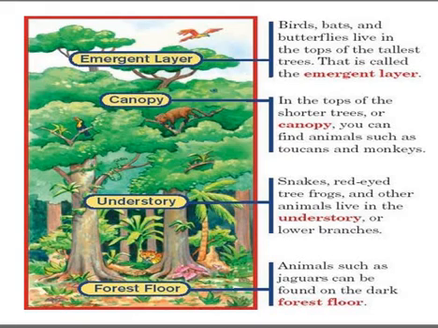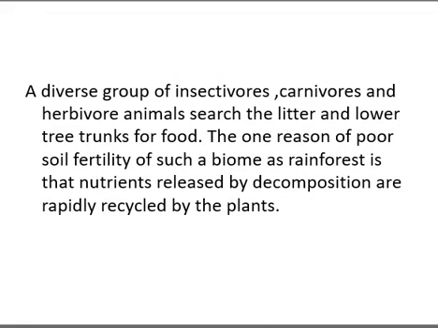Then we see the canopy, a fascinating layer of branches and leaves. In the top of the shortest trees or canopies you can find animals such as monkeys, toucans, and other sorts of animals. Then the emergent layer, the top layer, has a rich diversity of birds, bats, and butterflies living on the top of the tallest trees. Okay. Now we see, students, that a diverse group of insectivores, carnivores, and herbivores search the litter and lower tree trunks for food and foraging.